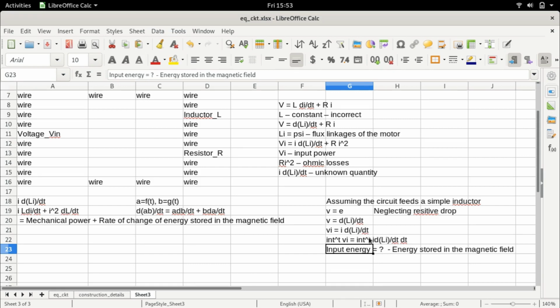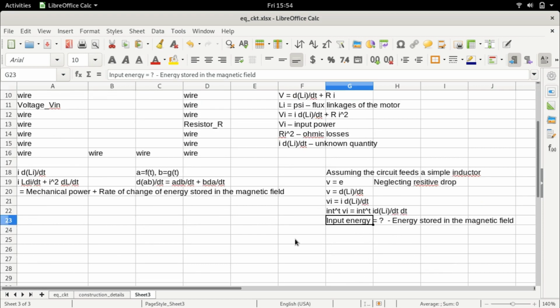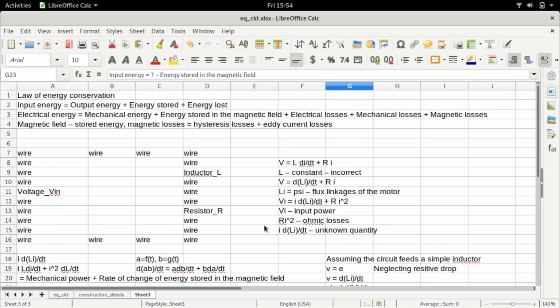Alright, so the question then arises, if I can integrate this and expand it into an expression, I now have an expression for the energy stored in the magnetic field. And if I have that expression, I now can start linking them together, right? Because if I have the expression for the energy stored in the magnetic field, I can differentiate that expression, calculate the rate of change of energy stored in the magnetic field, and then calculate the mechanical power. So I'm getting closer and closer to my goal. My goal is to find an expression for the mechanical power and therefore an expression for the torque. This is what I'm trying to do.